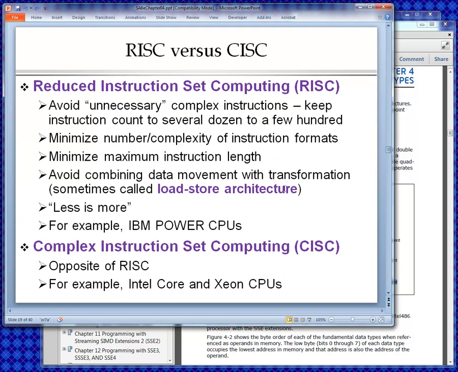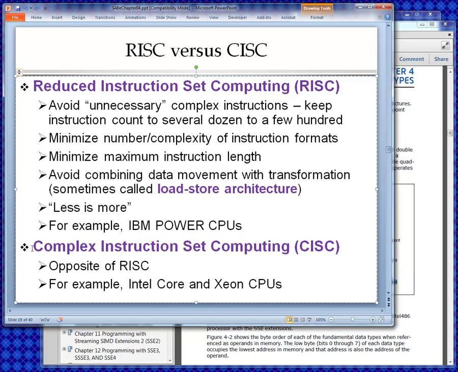So load store architecture implies that the ALU only reads from general purpose registers. If you want something in a GPU, you have to issue an explicit load or move instruction to get it there. If you want something to go from a general purpose register back to memory, you have to issue an explicit store or move instruction to get it there. Summarizing all this mess, less is more. Okay, and the best example of this in the modern world is IBM Power CPUs.